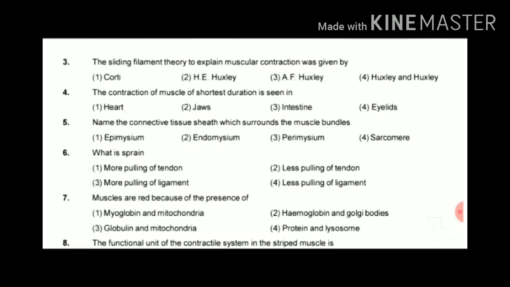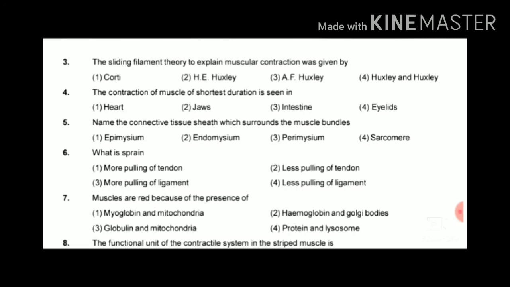Sprain is basically twisting of a ligament of the ankle, wrist, and other joints, which causes pain and swelling, but not dislocation. So the answer is option number 3, more pulling of a ligament. And tendons are basically flexible.